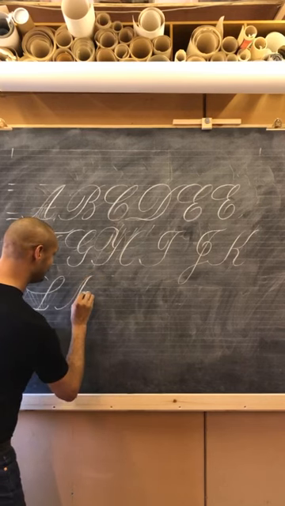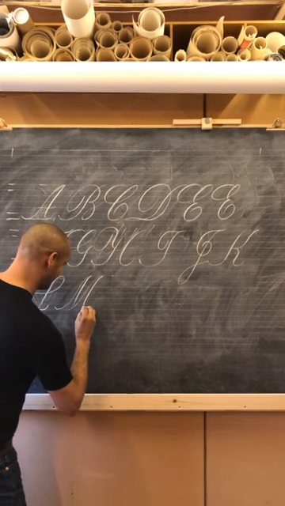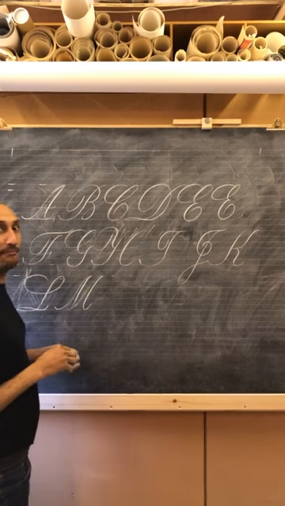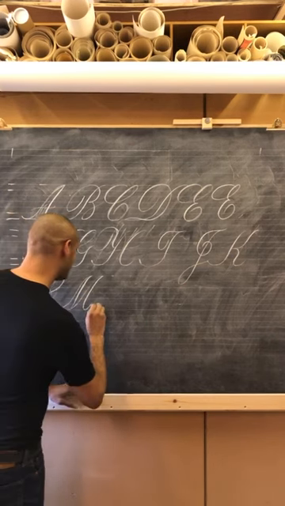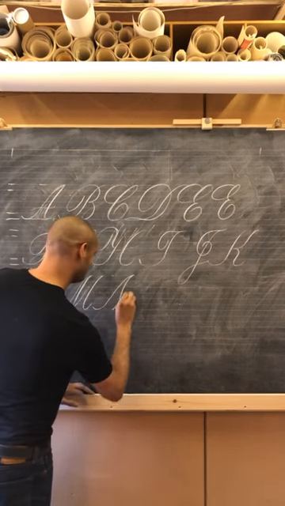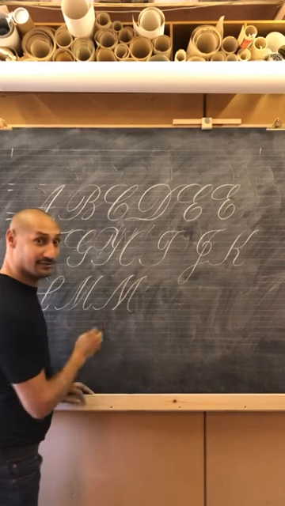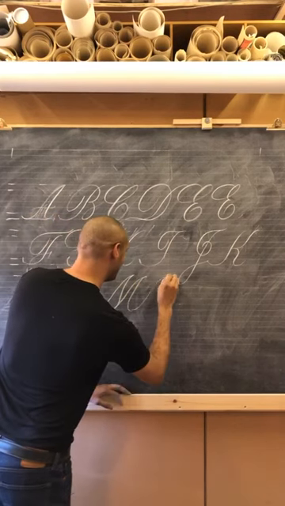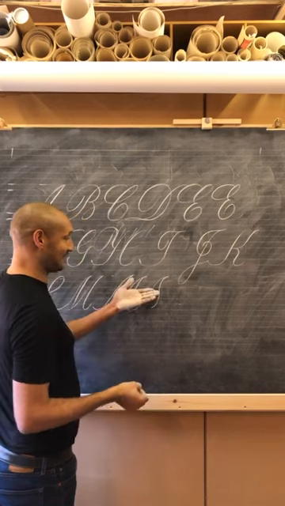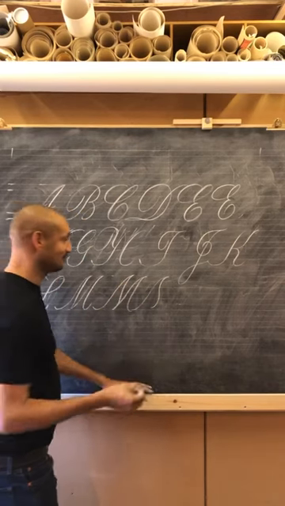Keep it narrow. Keep it narrow. Always keep the M narrow. If the M does this, see the wiggle? Up and wiggle. This does not exist in the script.